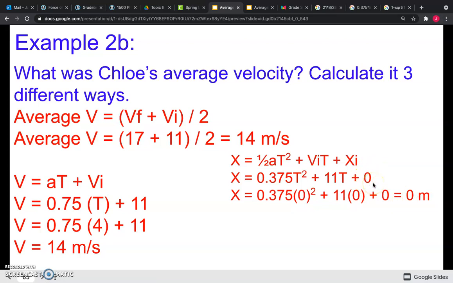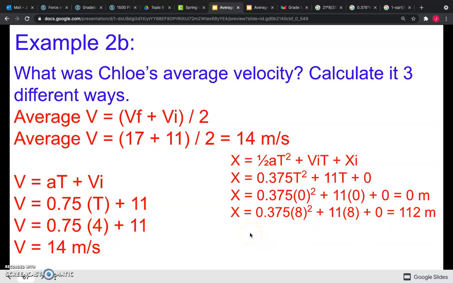Okay, so that's easy. Let's figure out what Chloe's ending position was. So we're going to use the same formula, but now we're going to put in 8 for time instead of 0. And so when we do that, and you probably want to use a calculator for this, you should end up with 112 meters.